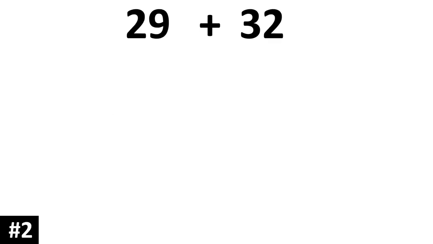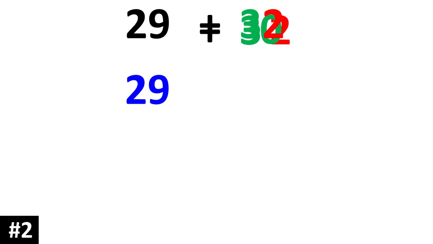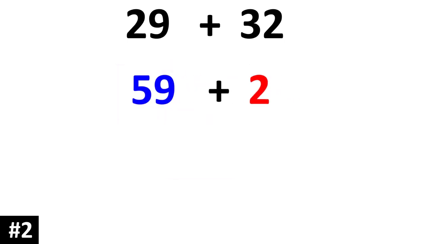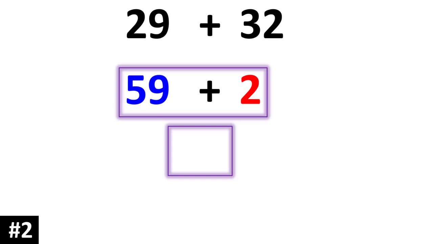Next example. 29 plus 32. We're going to think of this problem as 29 plus, instead of 32, 30 plus 2. 29 plus 30 is equal to 59. Now we add the 2. 59 plus 2 is 61. So 29 plus 32 is 61.